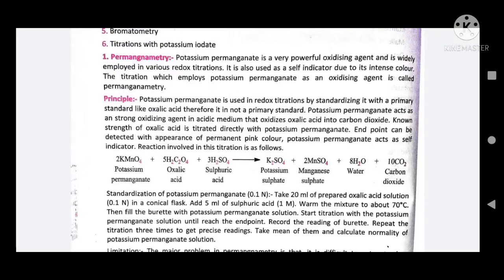You write it simply. First you write potassium permanganate is used in redox titration. It acts as a secondary standard. Oxalic acid is a primary standard. You write this, and next you directly come to the equation. First you write the equation, then you explain that when potassium permanganate reacts with oxalic acid in the presence of sulfuric acid, there will be formation of potassium sulfate, manganese sulfate, water, and liberation of carbon dioxide. If you write this point and explain it as it is, like potassium permanganate reacts with oxalic acid, so and so, you can easily write the principle, and it is a very easy principle.